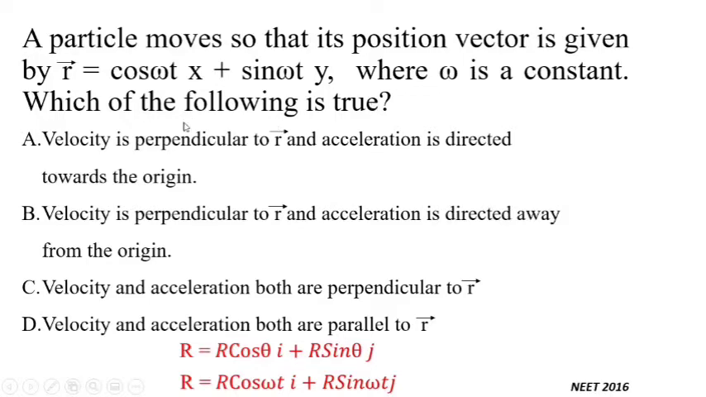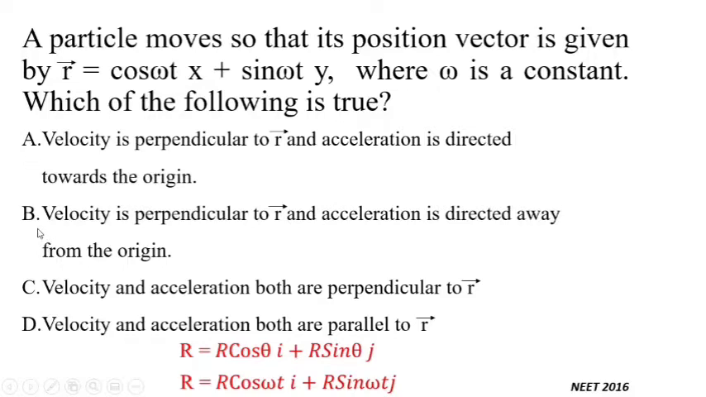For uniform circular motion, which of the following is true? So out of these four options, which one is true, we need to find out. In option A, it is given that velocity is perpendicular to vector r. So this is true, and acceleration is directed towards the origin. In case of uniform circular motion, acceleration is always directed towards the origin. So both the sentences are true in case of option A. So this must be correct.